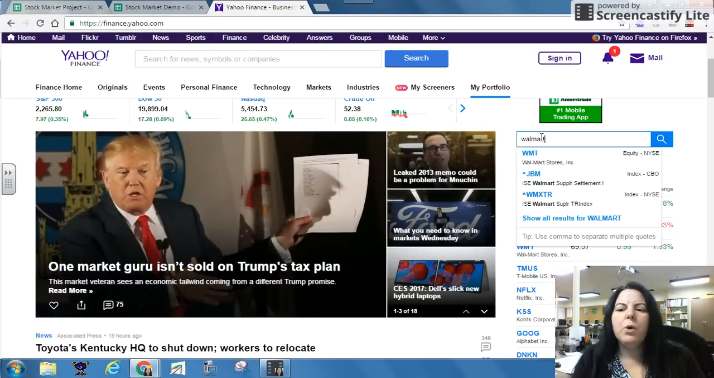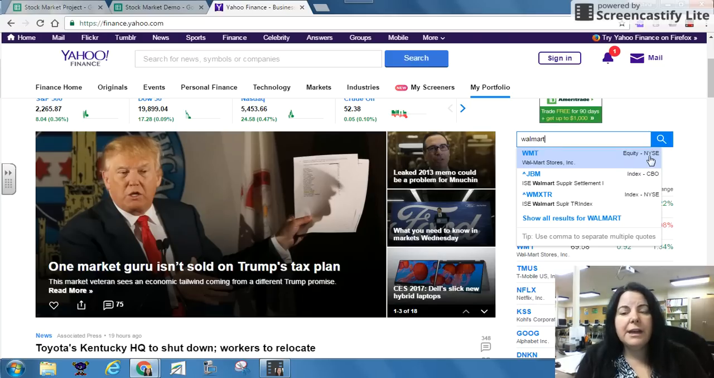So I typed the word Walmart, but look what happens. Three different Walmarts showed up. So the second thing you want to do is make sure you select the proper Walmart, the correct one. So you want to look for what's called equity. It's usually off to the right side. You want to see equity, and then you want to look for either New York Stock Exchange or NASDAQ. So this one is not the Walmart stores because it says index, and this one says index, and this is the only one that says equity.